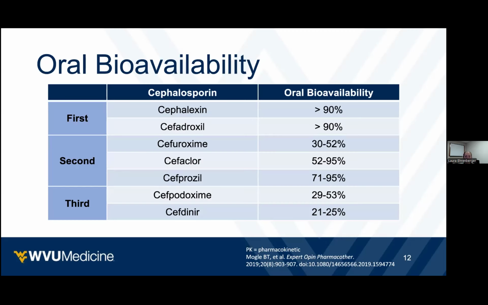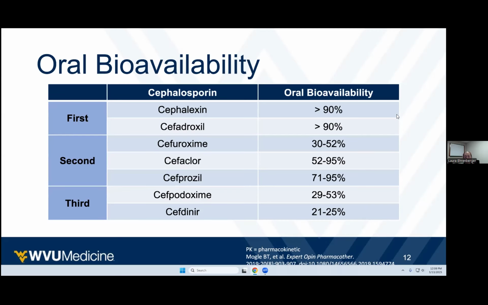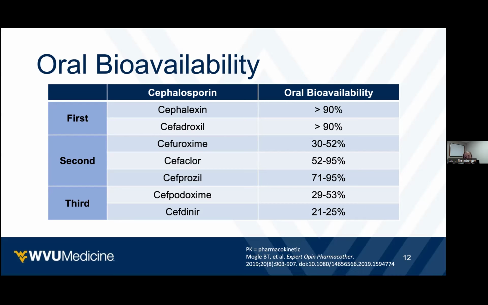I wanted to talk about the oral bioavailability of some of our cephalosporins. So I have them listed here on the left with their bioavailability on the right. As you can see, for our first generation cephalosporins, cephalexin and cefadroxil, they have very high bioavailability, above 90%. And for our third generation cephalosporins, you can see cefdinir is the lowest, only at about 21 to 25%.